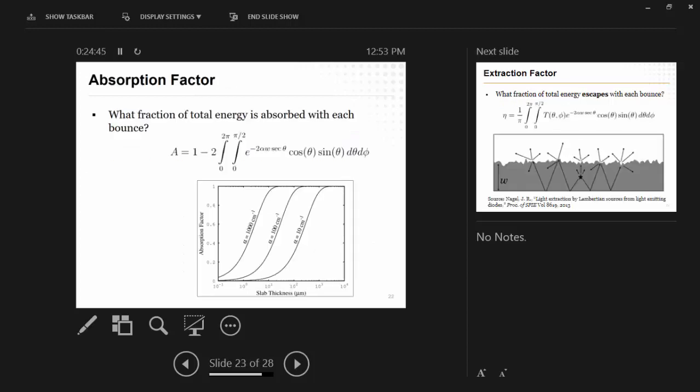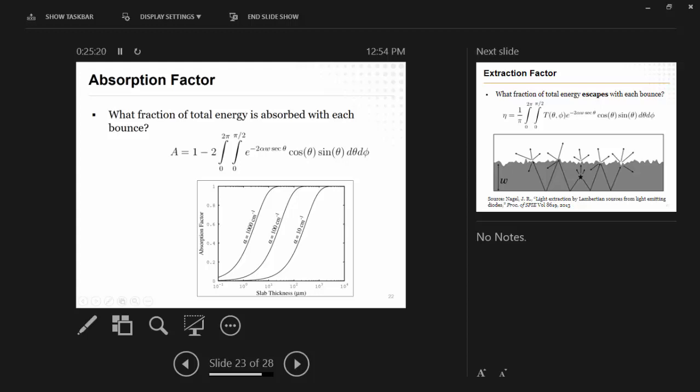So this integral should look familiar. You're asking what fraction of the total energy gets absorbed as light goes from, say, top to bottom. You notice I have that exponential decay factor here, here's my Jacobian, and here's my gain profile, probably because of Lambertian scattering. I'm doing this integral across the top half of the sphere. So my absorption is essentially 1 minus the transmission factor here.